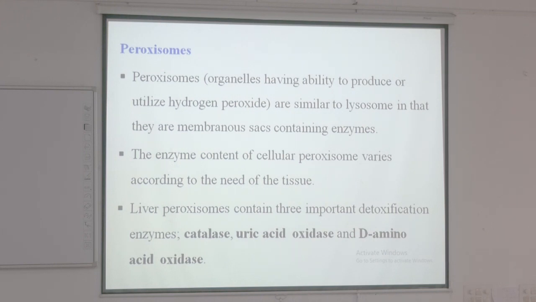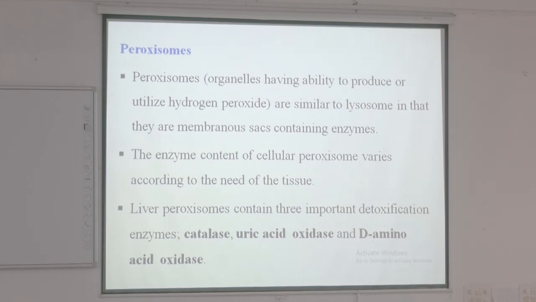Now peroxisomes. Peroxisome is an important cell organelle because it contains all the important enzymes which can detoxify: catalase, uric acid oxidase and D-amino acid oxidase. Due to this, some inborn errors occur. What happens if the enzymes are not present from birth? If the enzyme is not present during birth, the person suffers from a disease we call inborn errors.